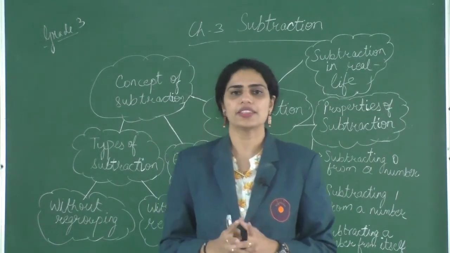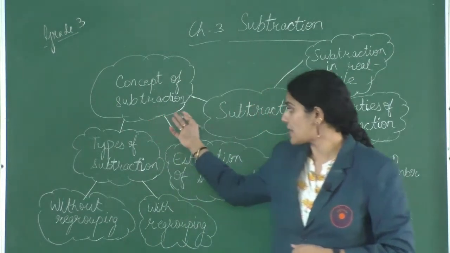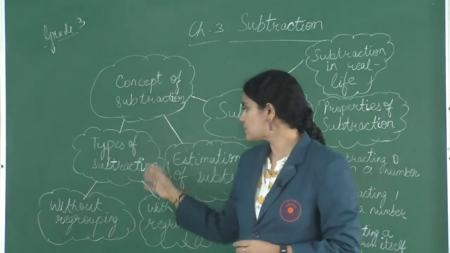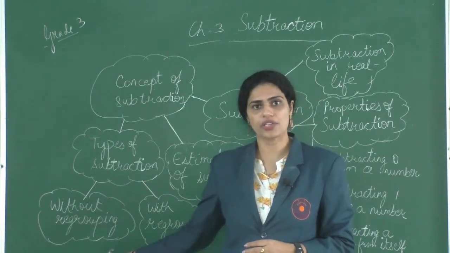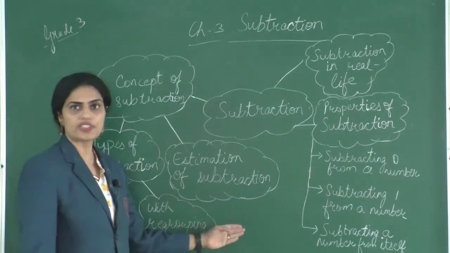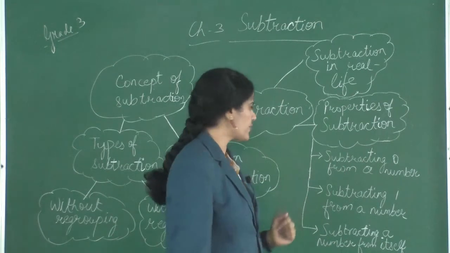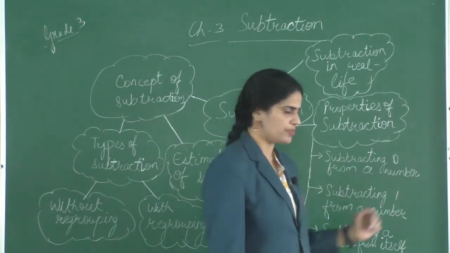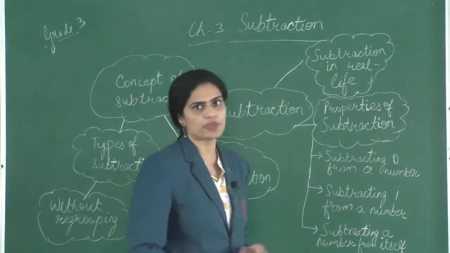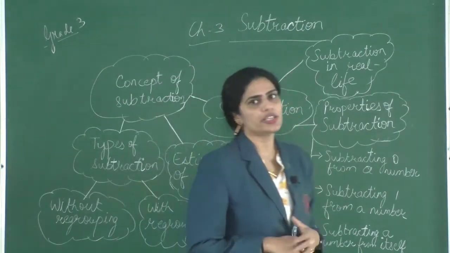So students, in this chapter we have learnt about the concept of subtraction, subtraction of 3-digit and 4-digit numbers, types of subtraction without regrouping and with regrouping, and then estimation of subtraction, followed by properties of subtraction, in which we have covered subtracting 0 from a number, subtracting 1 from a number, subtracting a number from itself, and we have also seen subtraction in real life.